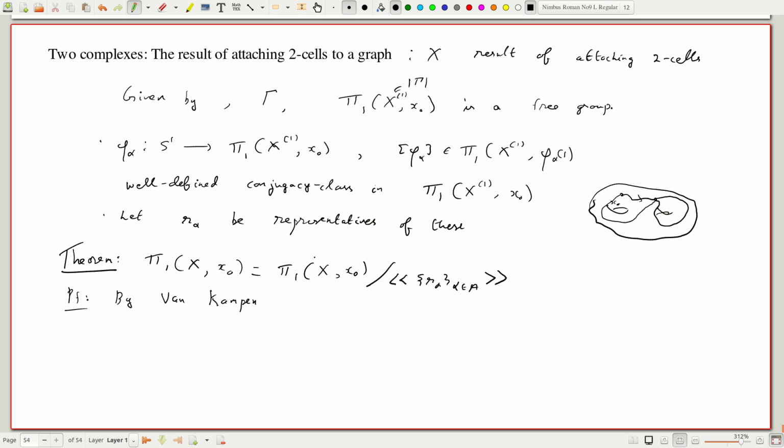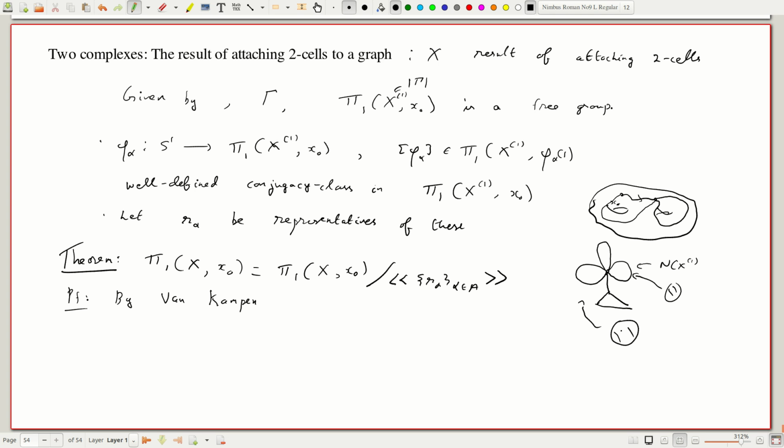Okay, and let's just look at some pictures. I'm going to ignore fiddly base point issues. But what is our space? We start with a graph. Let's take a neighborhood of this as one of our sets in the Van Kampen theorem. So I'm taking this as a neighborhood of X^1. A graph may be more complicated than that. And then I'm attaching two cells, one of them, another of them. Let's say I attach two cells using some maps onto the graph.